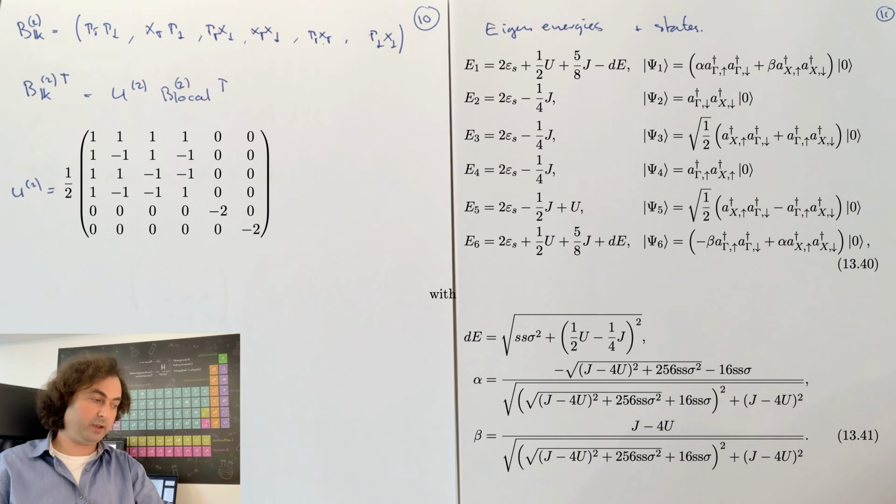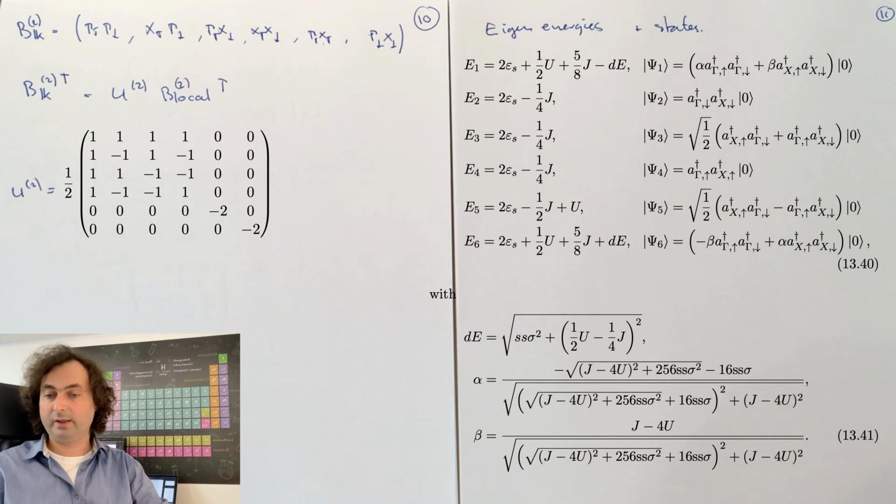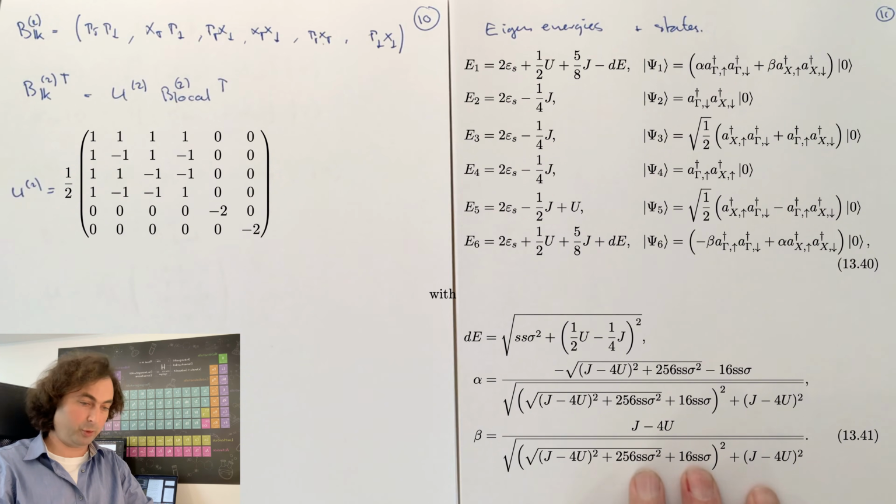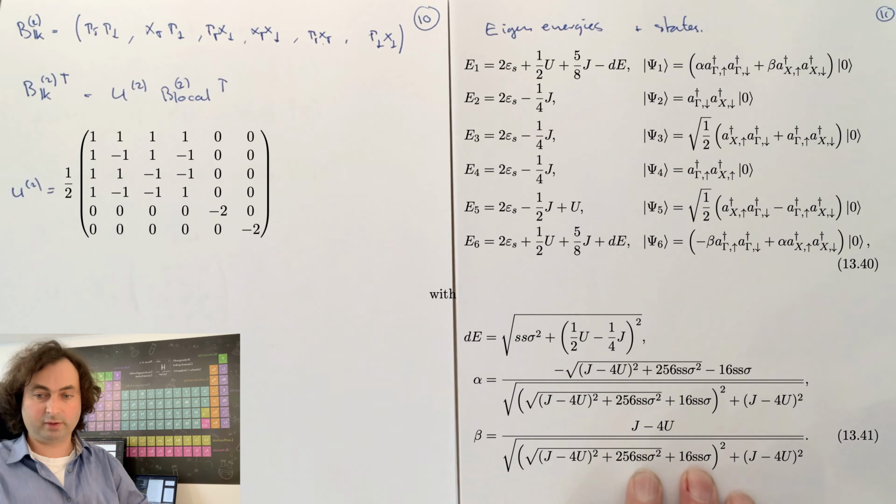Whereas when the Coulomb interaction U is much larger than the hopping, than S S sigma, we find that both the state at gamma doubly occupied and the states at X doubly occupied get a prefactor of 50-50. So then you become an even distribution between the two determinants.